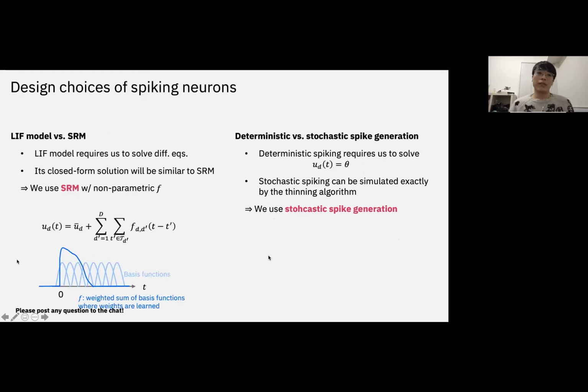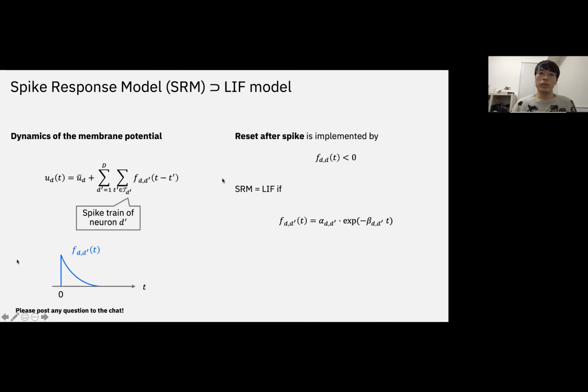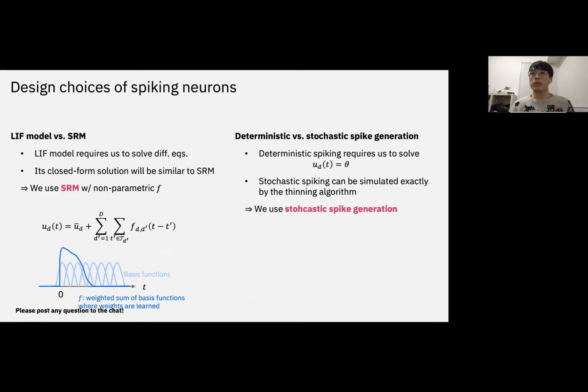So far we have explained several mathematical models of spiking neurons. We have two models for dynamics of the membrane potential, and we have two models for spike generation. The question is, which combination is the best for our purpose? Here I'm going to explain the design choices of spiking neurons. The first choice is the LIF model versus SRM.